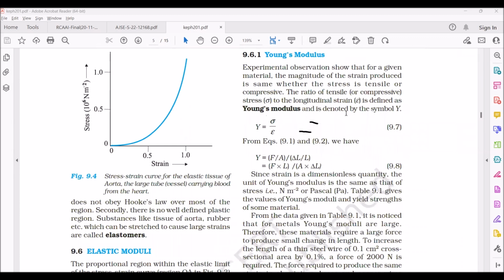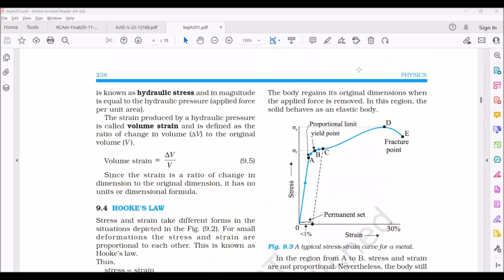Now if we take a vessel or an elastic tissue in the heart that is carrying blood from the heart, then this is the stress and strain curve. It is not at all obeying Hooke's law, because it is like a rubber tissue. These types of materials are also called elastomers. So by seeing the stress and strain curve, we can tell until what point the material can come back to its original position. So this is very important to understand the behavior of the material, particularly the elastic limit. This stress and strain curve is very much important to us.